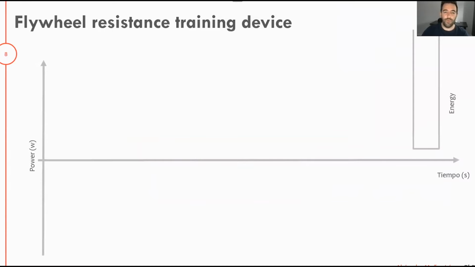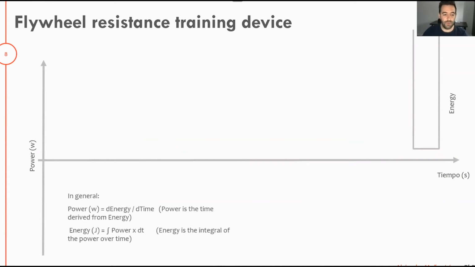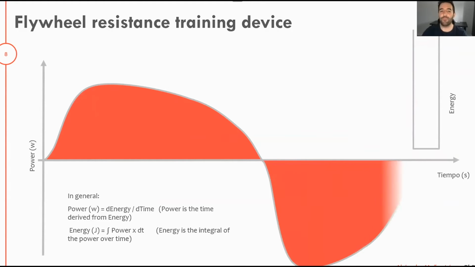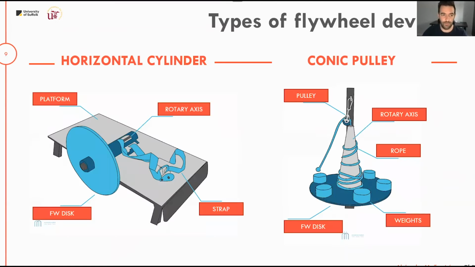So what you do with those devices, and of course others, is you generate energy during the concentric phase. And what the flywheel technology provides is that during the eccentric phase, exactly the same amount of energy is given back. So you cannot have more energy on the eccentric phase compared to the concentric phase. And this is very important in relation to what is a real eccentric overload, as I will explain later.